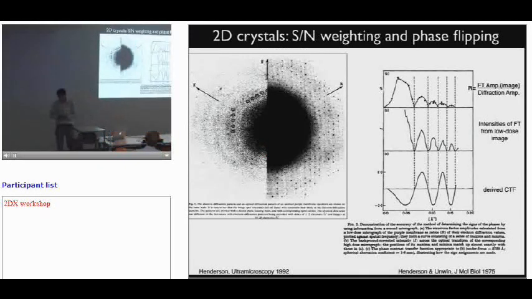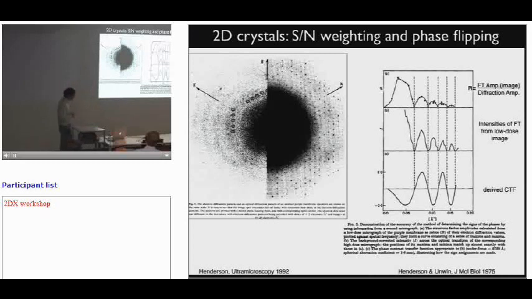In the case of 2D crystals, however, it's quite straightforward because you can collect side by side the diffraction pattern and the image intensities, and the diffraction pattern does not have the contrast transfer function. So if you look at the ratio between the two, you end up with a function that has these zero intercepts pretty well defined. And what you then do is take the second peak and there you phase flip your information, so you invert that contrast.